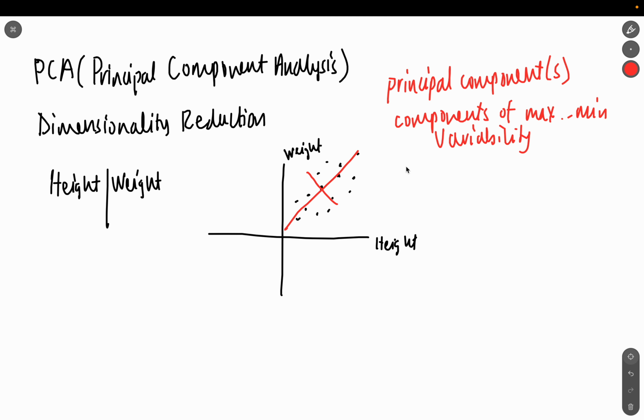into PCA. So anyways, what was I saying? Principal components are always perpendicular. So this one is the first direction of max variability, and this is the direction of minimum variability, right?